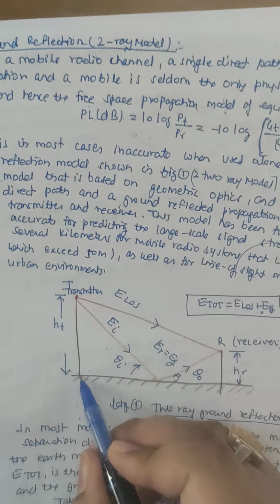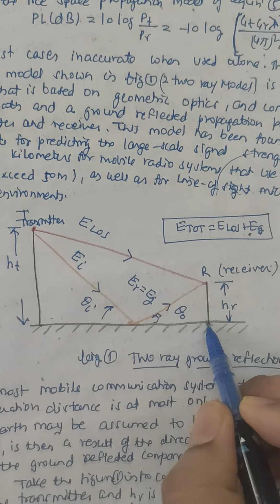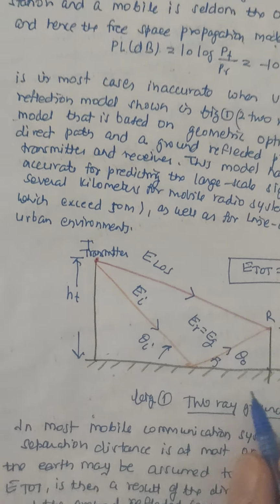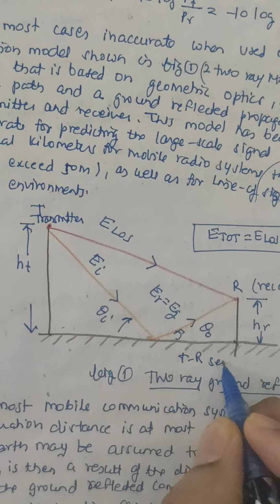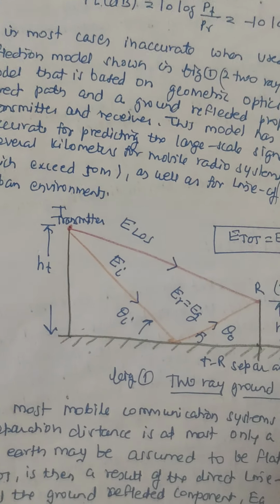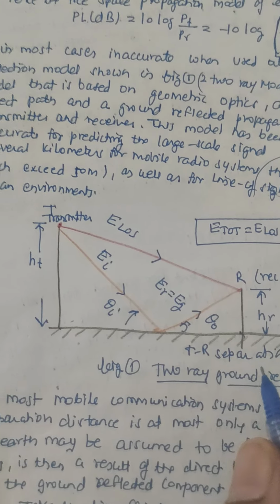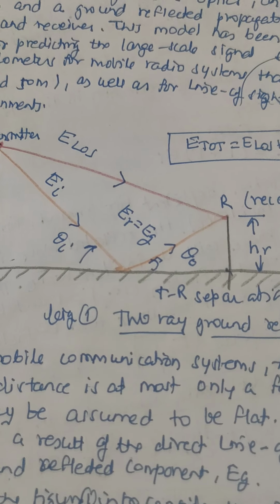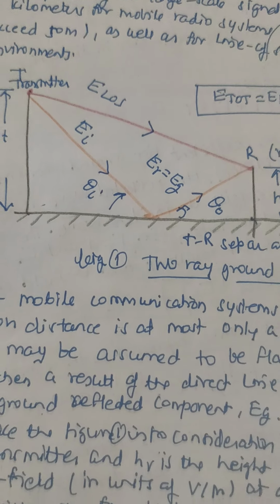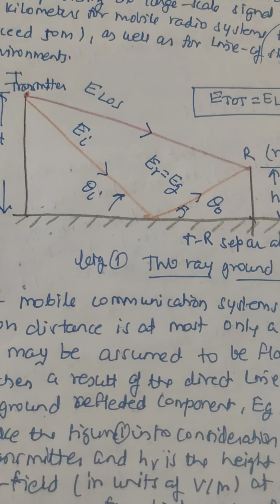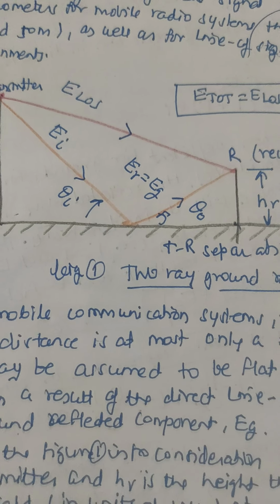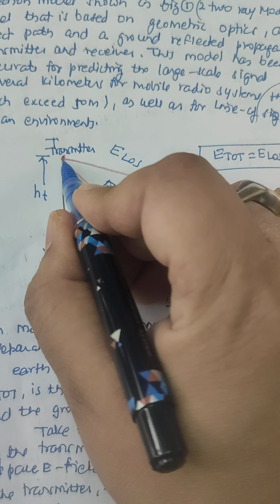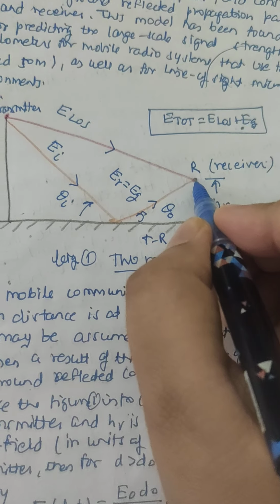From this to this is the separation distance between the transmitter and receiver, that is known as TR separation, and it is given by D. And the direct line of sight, direct means this single direct path between the base station, or tower or antenna, and the mobile, that is the receiver, which propagates from the initial end point to the final end point.